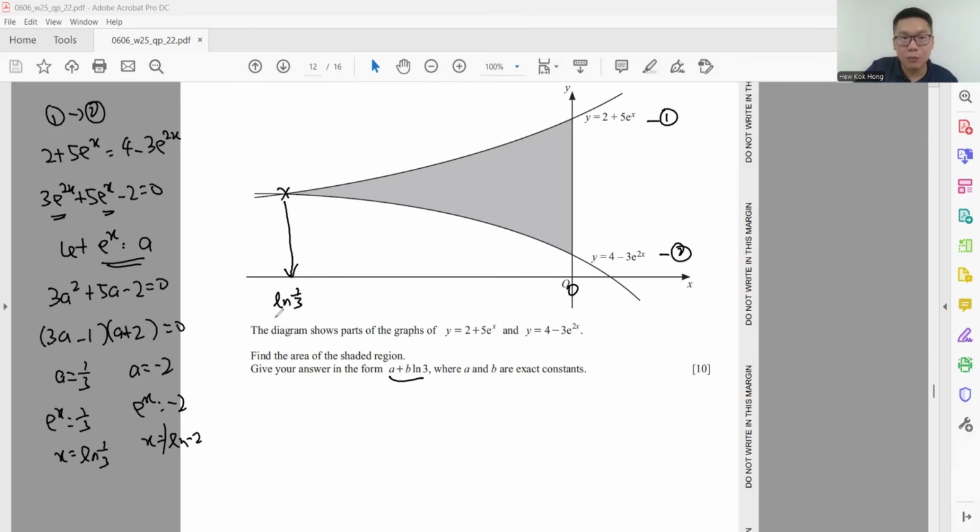So after we know it's from ln 1 over 3 to 0, we can count the part 1 area and the part 2 area, and then we use the part 1 area minus the bottom one, which is number 2, and we can get the answer. So we count part 1 area first. It's from ln 1 over 3 to 0 of this.